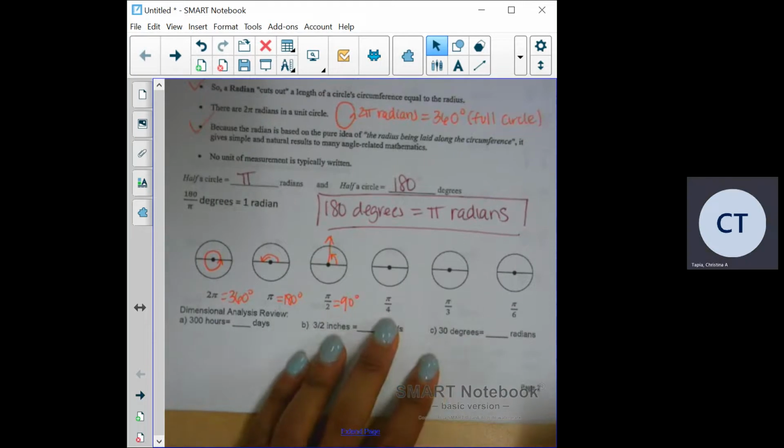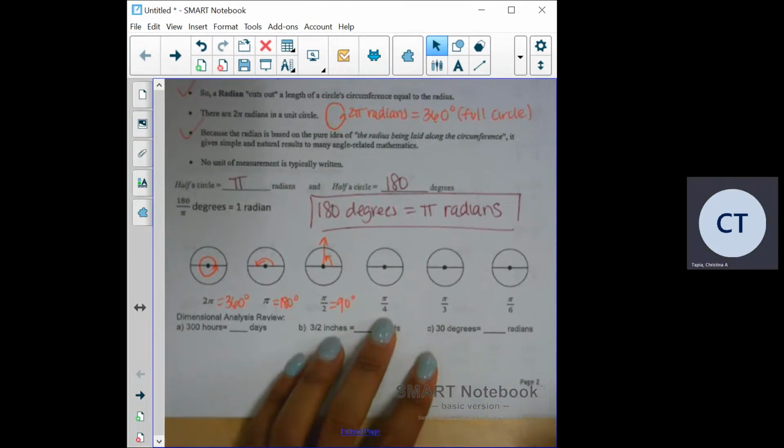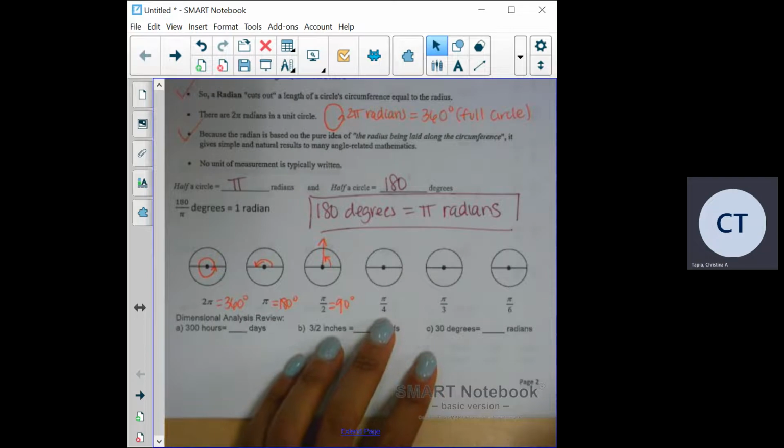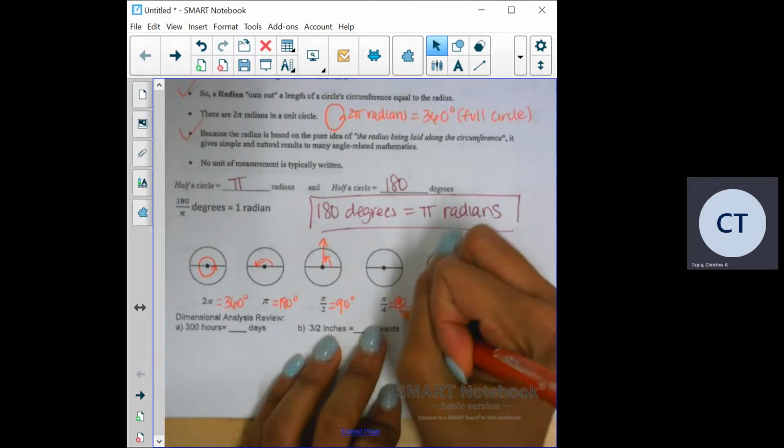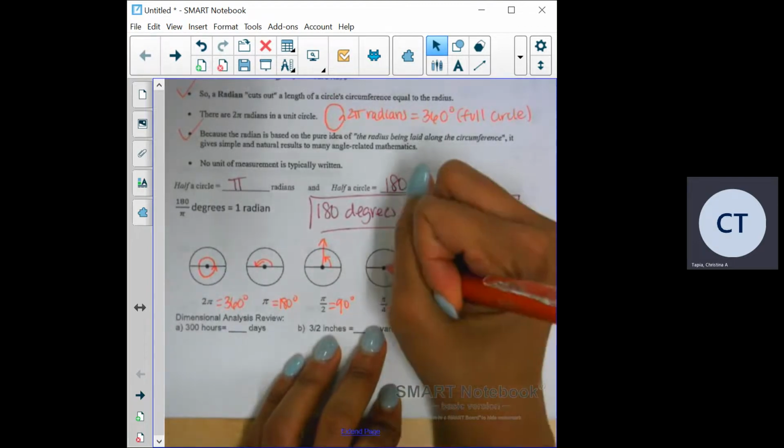Great. Pi over 4. What do y'all think pi over 4 is going to be? 45. How'd you get 45? 180 divided by 4. Because remember, pi is the same thing as 180. Just take 180, divide it by 4. That's going to give you 45 degrees. That's about here.